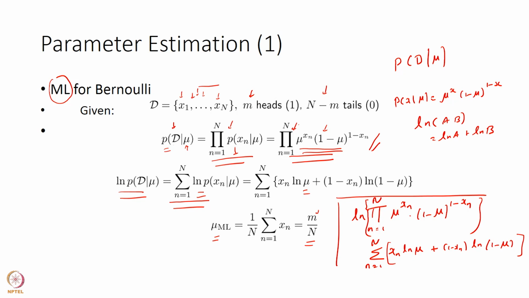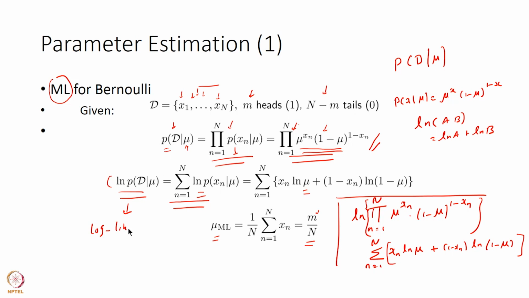Now, what we want to do is maximize the probability of observing this data set. That is the idea behind constructing this probability distribution. Maximizing the probability of observing the data set is the same as maximizing the log of the probability of observing this data set with respect to mu, the parameter that you want to estimate. By taking the derivative of this log p of D with respect to mu, you can calculate mu ML.